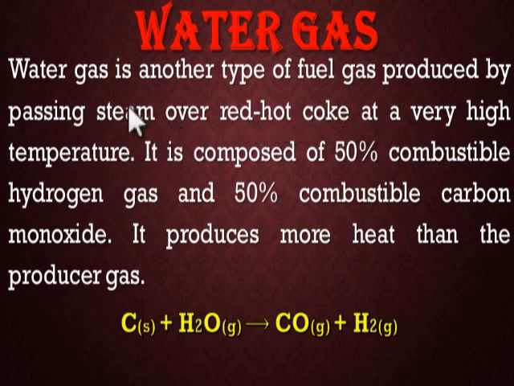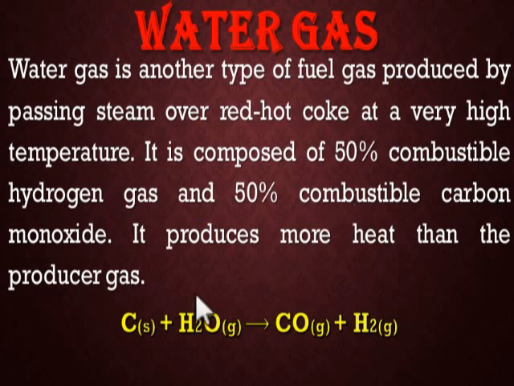So when we pass steam, steam is gaseous water. When water is in gaseous form, it's called steam. So when we pass steam over red hot coke, remember red hot coke is carbon, okay? When we pass steam over red hot coke at a high temperature, it gives you water gas. It is composed of 50% combustible hydrogen gas and 50% combustible carbon monoxide. It produces more heat than producer gas.